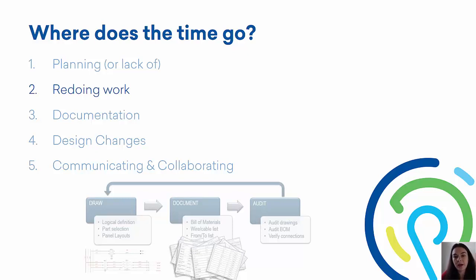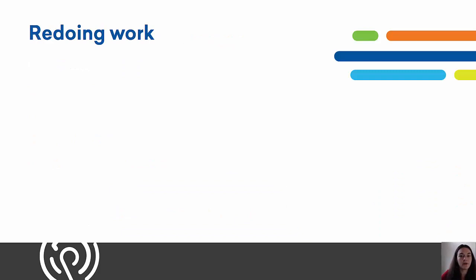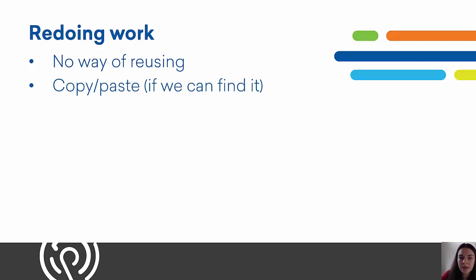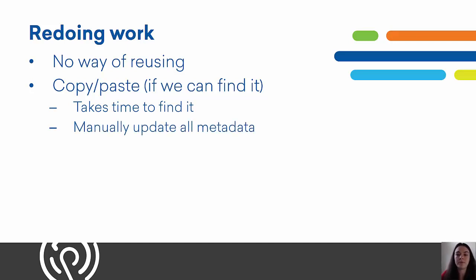But first, let's take a look at why this is important and how most of us are doing this today. So first of all, for all of you out there that are still drawing your schematics by hand, there's obviously no way to reuse your work, short of tracing symbols from a sheet. If we are using some sort of CAD, maybe we can copy and paste items, but it will take time to find what we want, and once it's copied, we'll still need to manually renumber and update metadata. So both of these options end up wasting a significant amount of time.